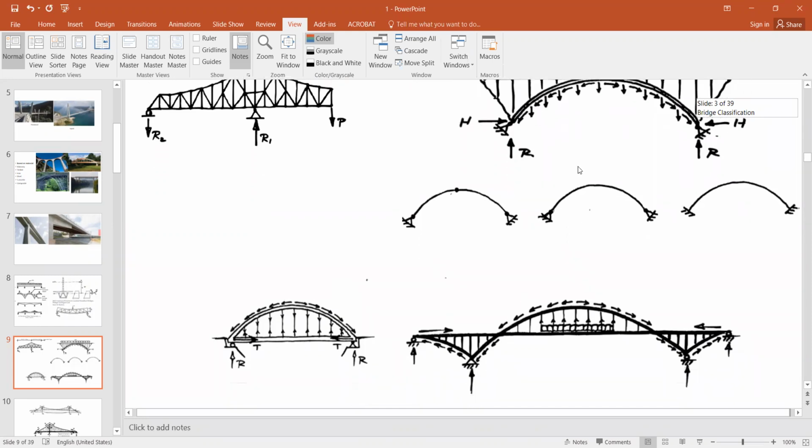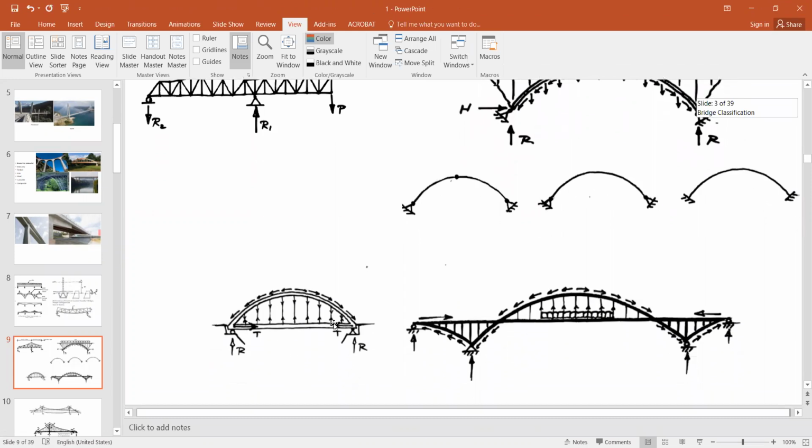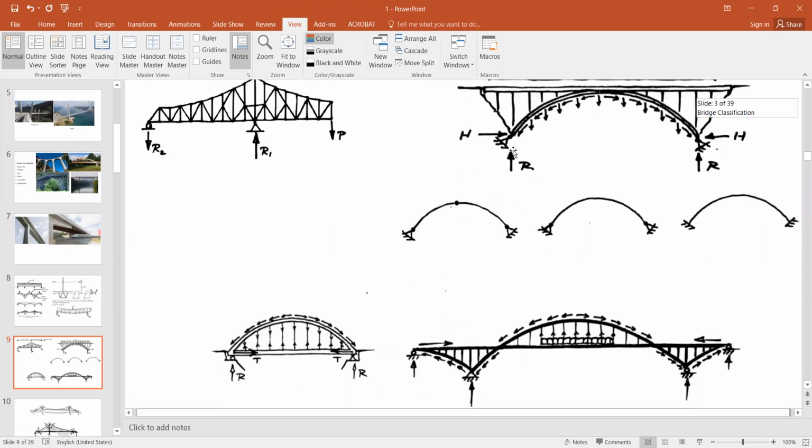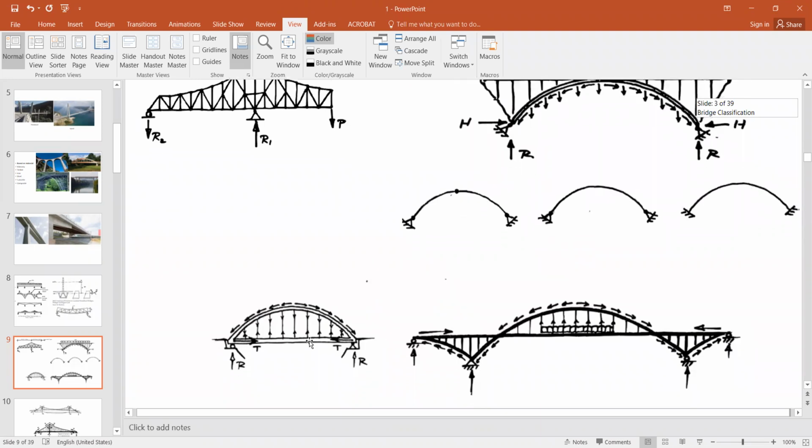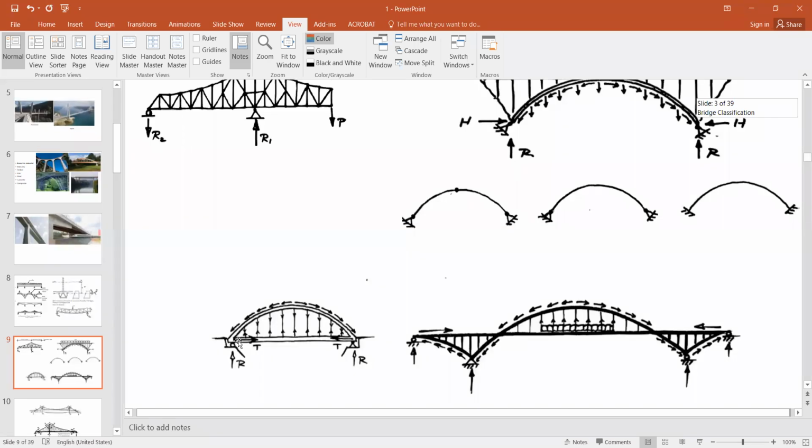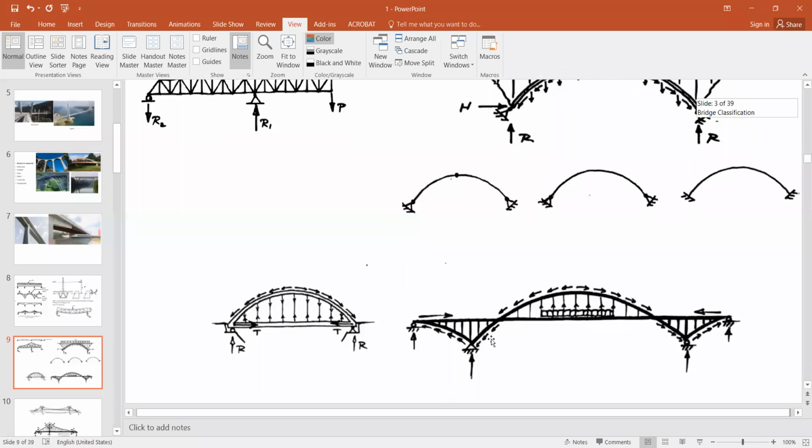This is also another version of the arch bridge. This is a tied arch bridge. In the thrust arch bridge, the horizontal reaction is supported at the support location, but in the tied arch, the horizontal component of the load is transferred to the superstructure or to the deck. So either the deck acts as a horizontal compression supporting member, or some ties are provided here to support the horizontal component of the load coming from above. This is also another variant of the tied arch bridge.